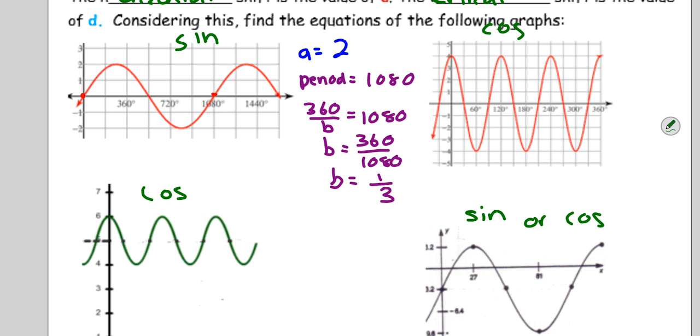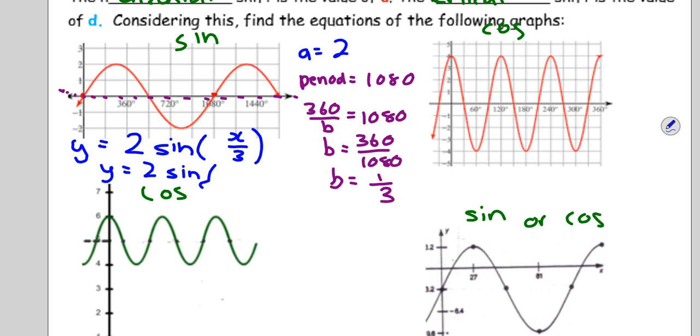And notice there's not been any horizontal or vertical shift. So long as the principal axis is still the x-axis, it hasn't shifted vertically. So long as it begins and ends starting at 0, it hasn't shifted sideways either. So you would just call it y equals 2 sine 1/3 x, or you can write x over 3. Both are fine.